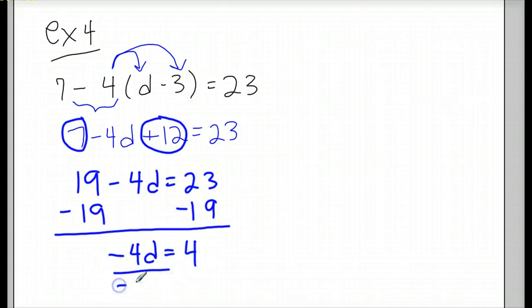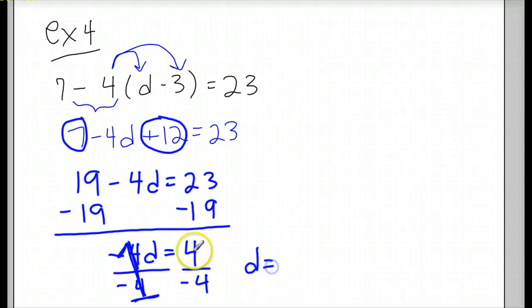We get negative 4d equals 23 minus 19 is 4. So divide each side by negative 4. Divide 4 by negative 4. And we get, remember this is just one giant 1. Negative 4 over negative 4 is a positive 1. So we get d equals 4 divided by negative 4 is a negative 1.